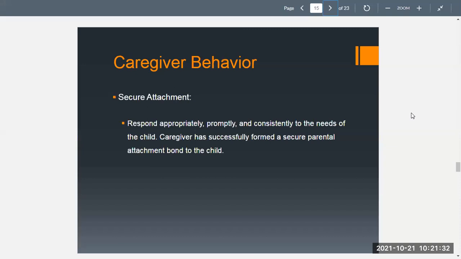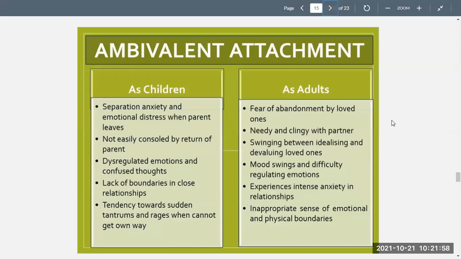Caregiver behavior of a secure attachment person, right? So if a child is securely attached, this is the caregiver behavior that the child experienced growing up. Respond appropriately, promptly, and consistently to the needs of the child. The caregiver has successfully formed a secure parental attachment bond to the child. Is that you? Ambivalent attachment, also known as anxious attachment.